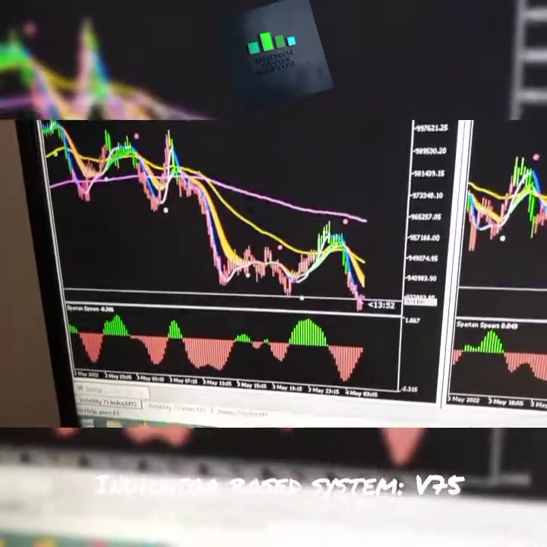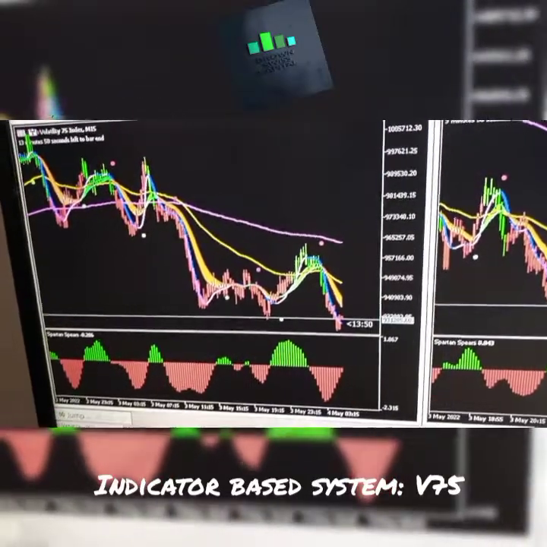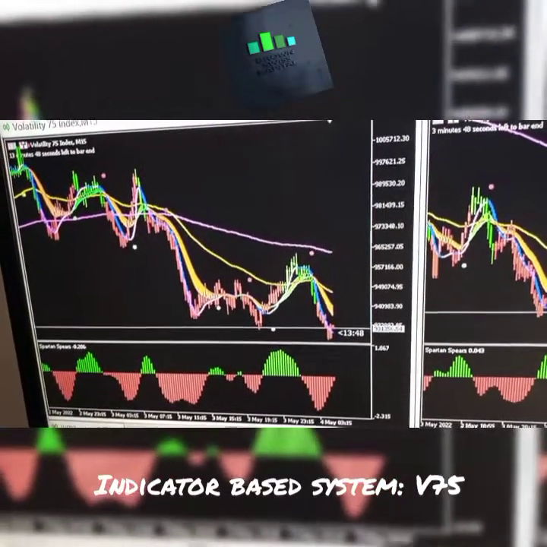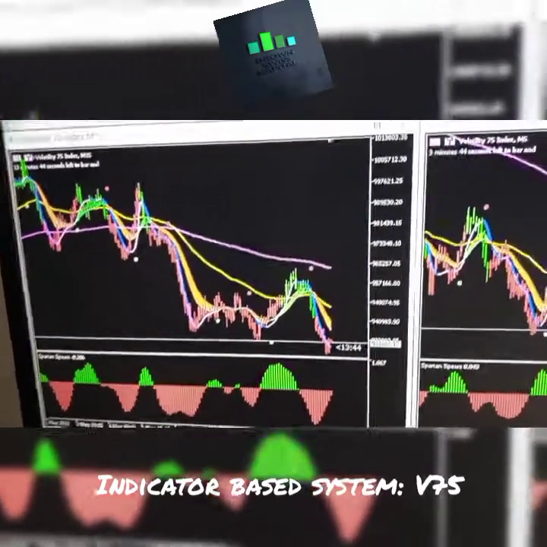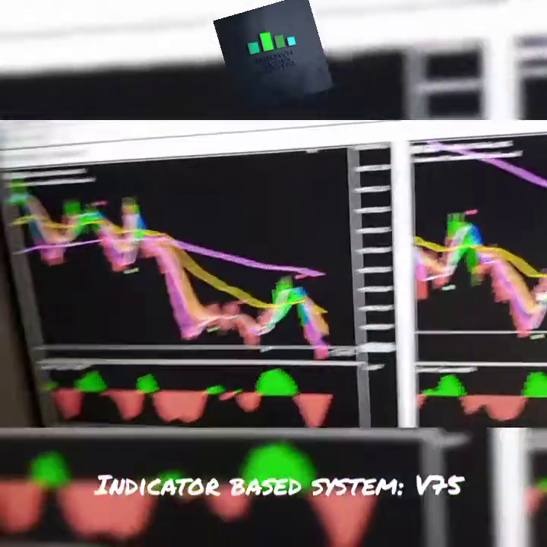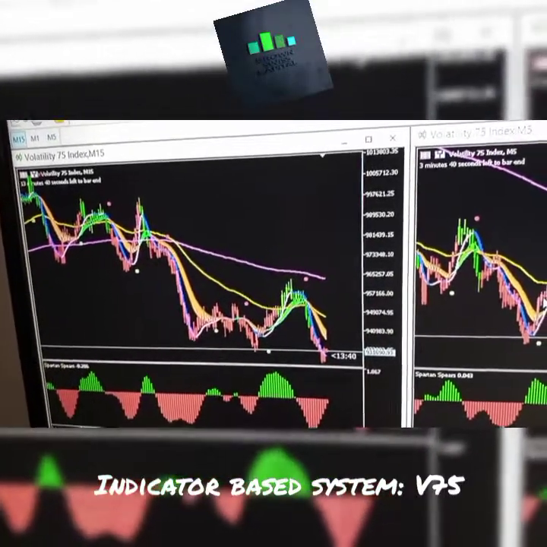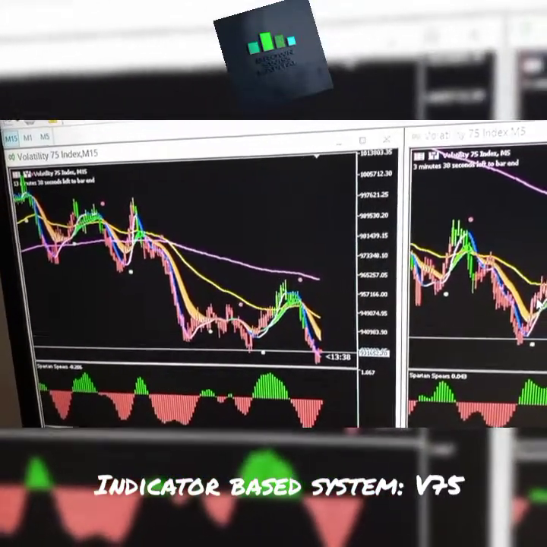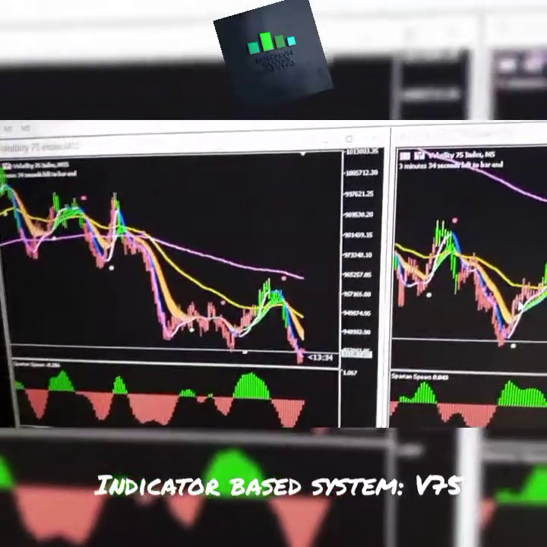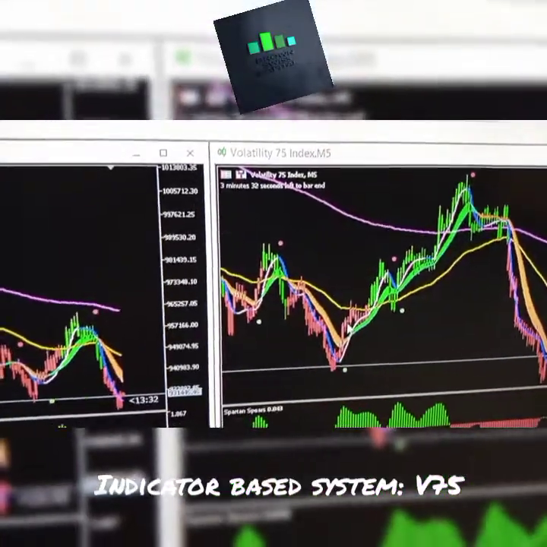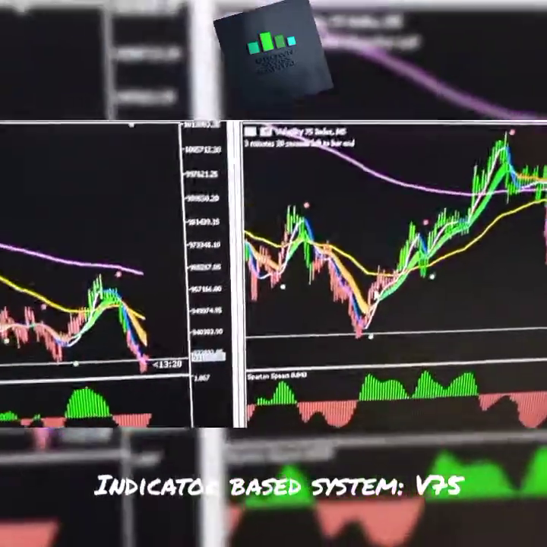So I've been trying out this indicator based strategy which I'm strictly testing on V75. Okay, so I'm just going to quickly explain how it works. You'll have to open two charts, M15 and M5, the 5 minutes time frame.